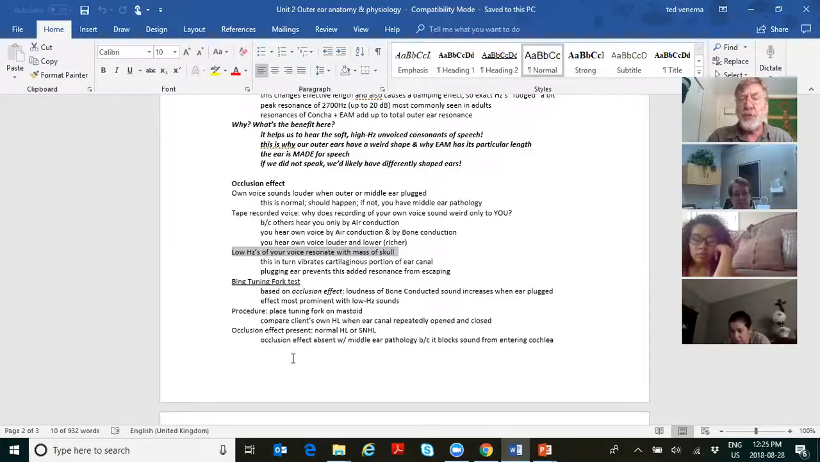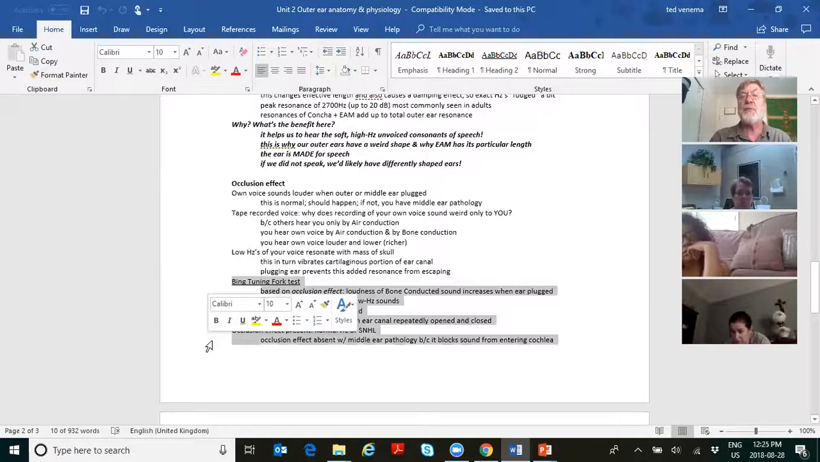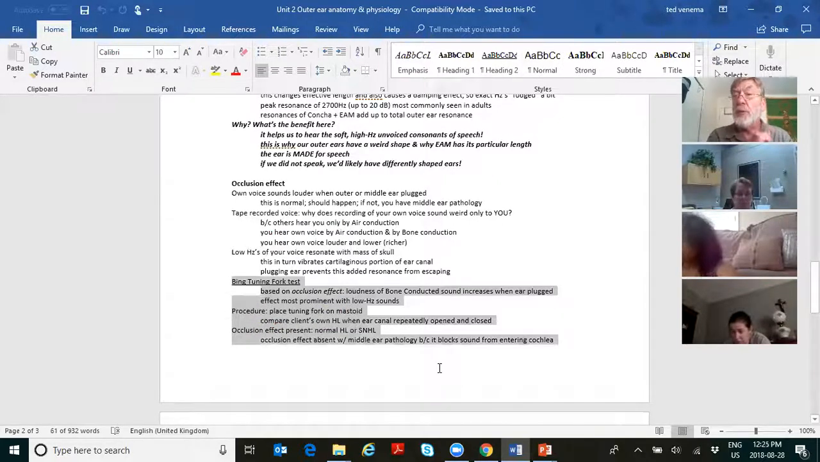The occlusion effect. Don't worry so much about the Bing tuning fork test. It's a test done by doctors, and you will be doing it in labs, and it's based on the occlusion effect. Basically, you're going to take a tuning fork and go boom, and you're going to hold it on the bone behind the ear. Feel that bone behind your ear. See that round bone? That's called your mastoid bone. You're going to hold the end of the tuning fork on that mastoid bone, and you're going to say to the guy, do you hear that?